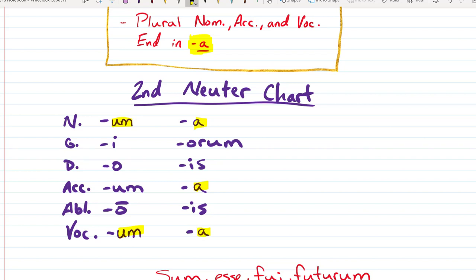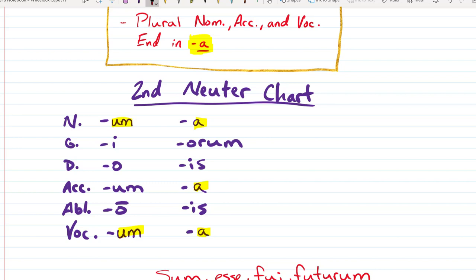If you notice and compare your charts, the second declension neuter chart is exactly the same as the second declension masculine chart besides these places, right? Even our accusative singular form is the same between the two, even though technically this is the same as the nominative or vocative. So this should be relatively easy to grasp as far as forming it and using this chart.